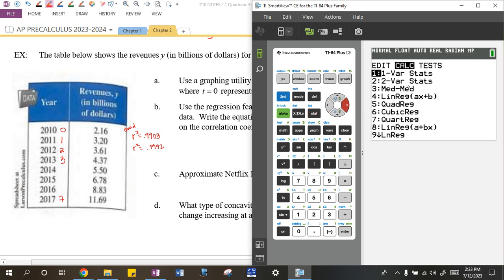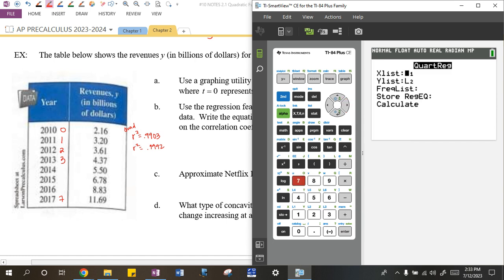What about stat calc? We might as well try quartic. That would be like x to the fourth. And then we run out of options. It's not going to give us x to the fifth or whatever. So let's choose 7 just to see. Let's put this one in Y3. 0.9993, so not a huge difference.